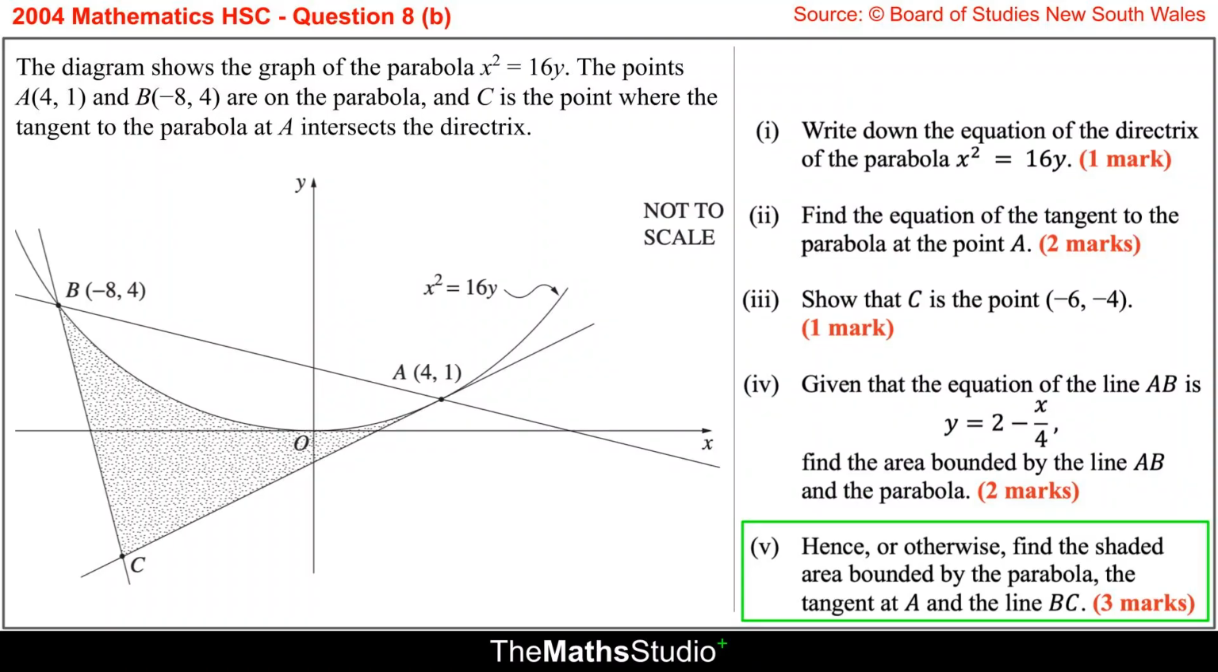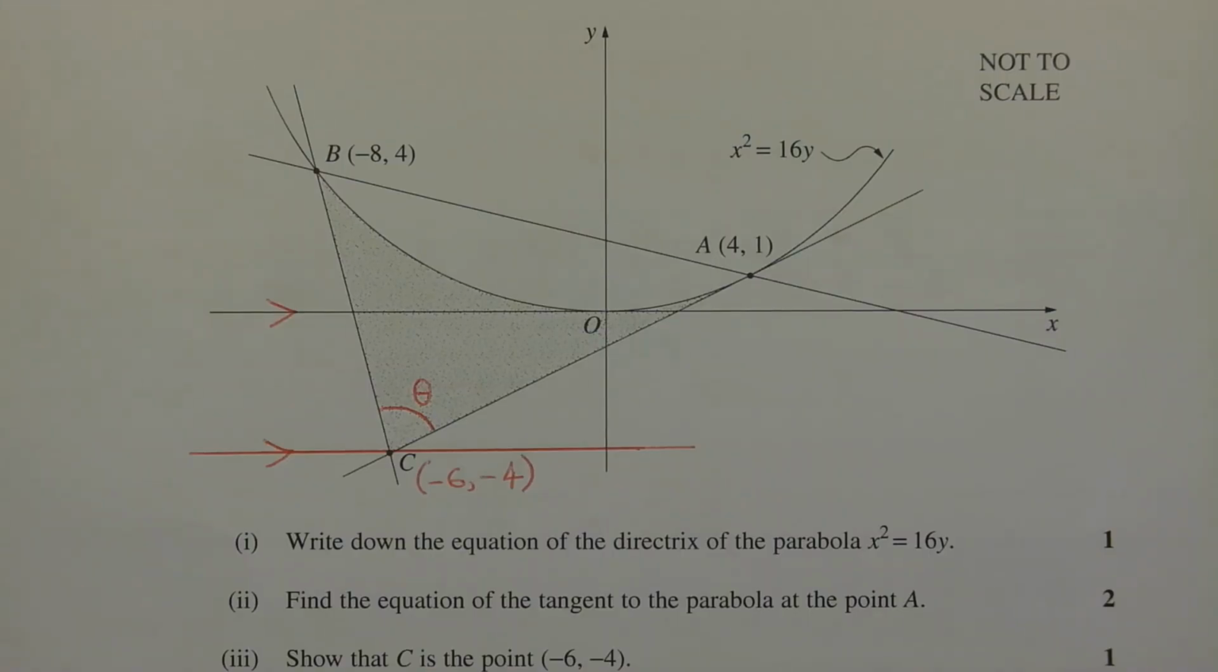Part 5. Hence or otherwise, find the shaded area bounded by the parabola, the tangent at A and the line BC. There's a variety of methods that we can use to find the area of the shaded region, and the method I'm going to employ here is to find the area of triangle ABC first using the formula half AB times sine C, and then subtract from that the area that we found in part 4. So that was the area bounded by the parabola and the line, or the interval AB.